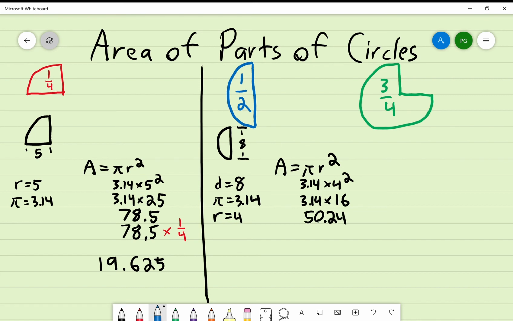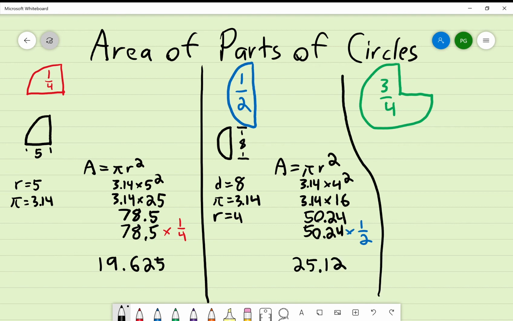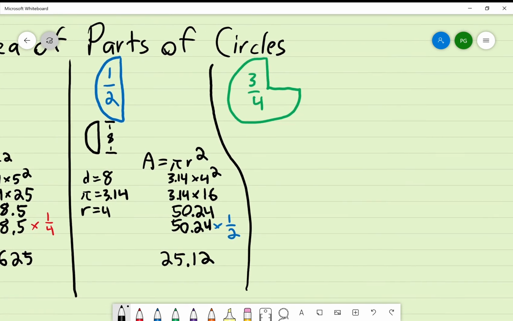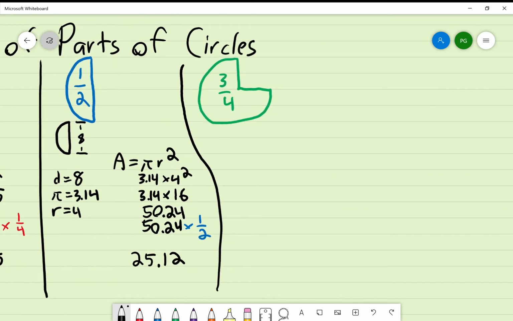Please remember that is not my final answer. I have to go ahead and take that 50.24, and we have half a circle, so I'm multiplying it by half. 50.24 multiplied by 1/2 equals 25.12. Okay, now that's your second example. I'm going to scoot the screen over. If you didn't catch anything, you can go back and do it again.